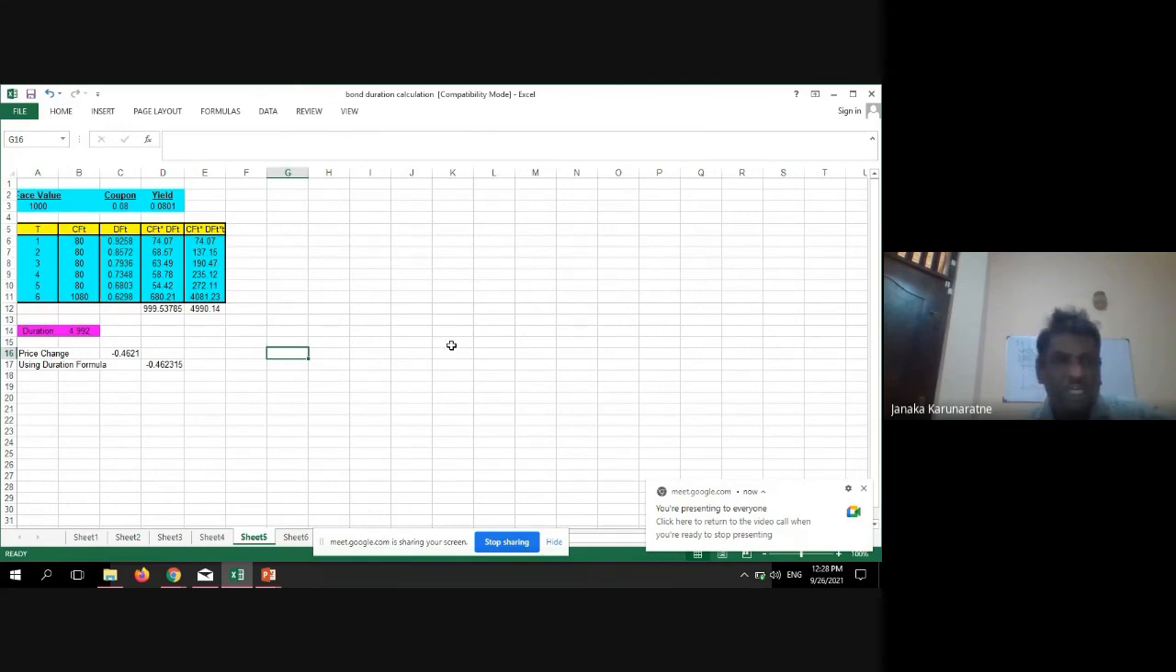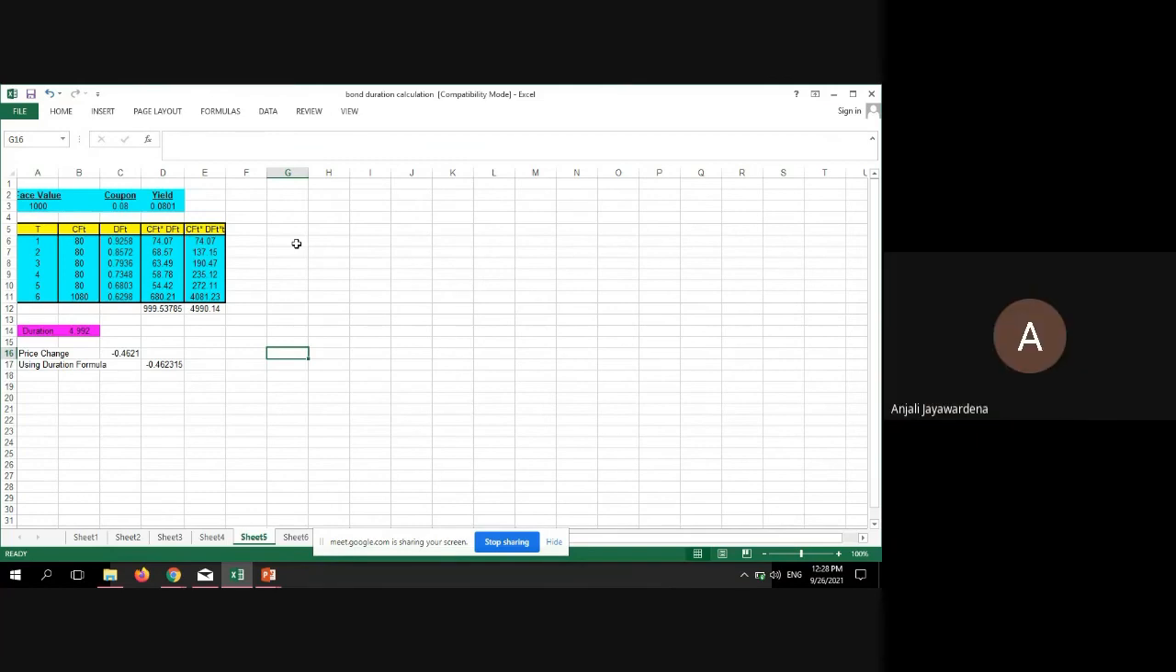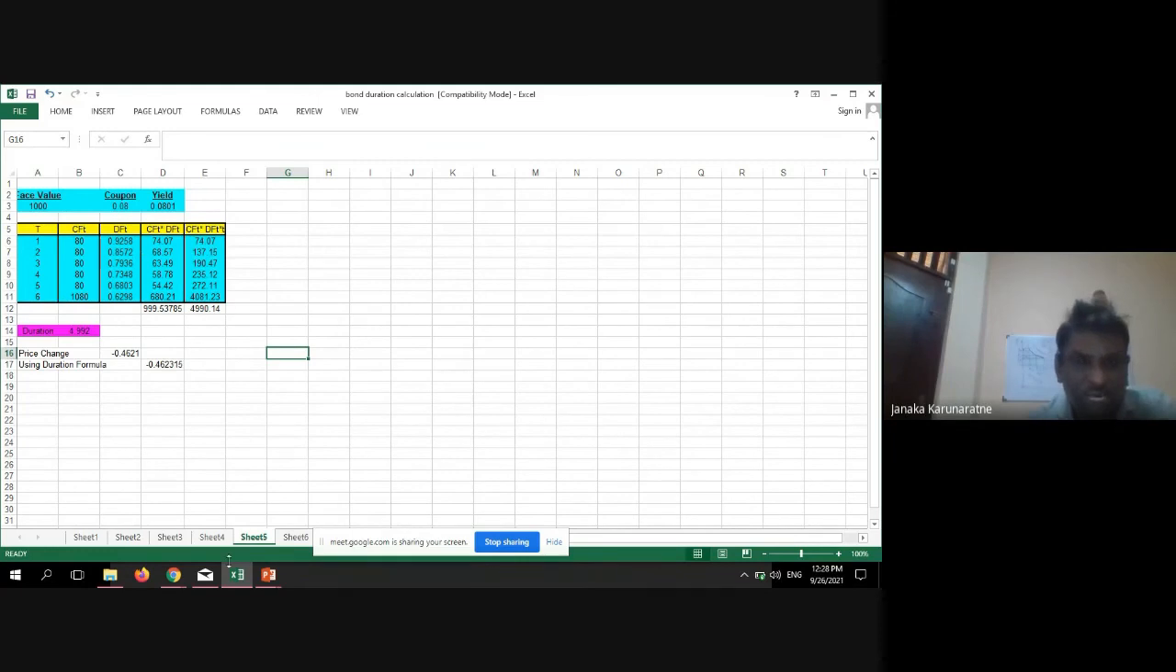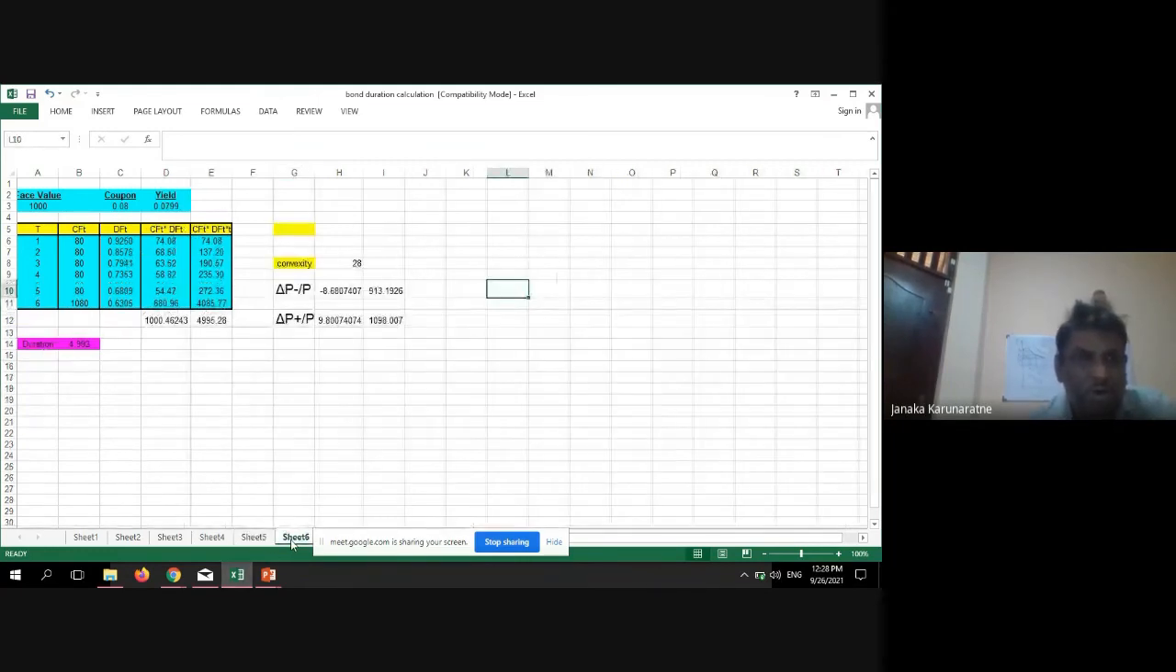So did anyone do the 1 basis point drop? Now this is the 1 basis point increase. Did anyone do the 1 basis point drop in yield? Yes, sir, 1000.46. Okay, let me go to that. Exactly. So you see, the only thing is now the yield is 7.99%. 1 basis point down means 7.99%. So use the discount factor and you end up with a new price of 1000.46.